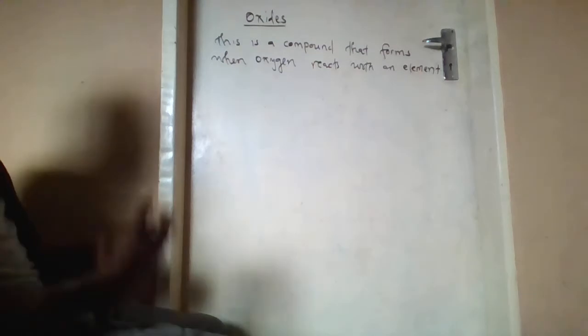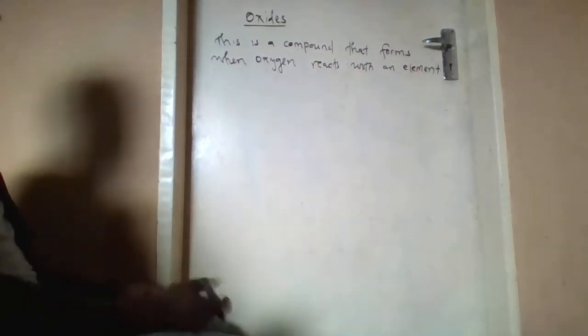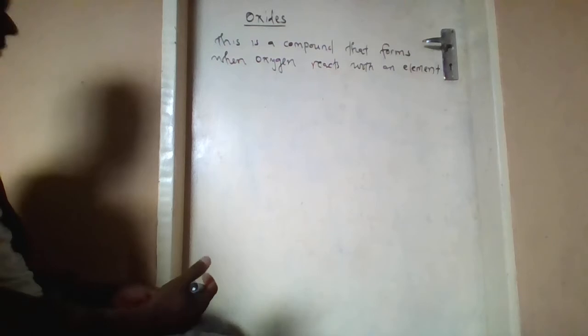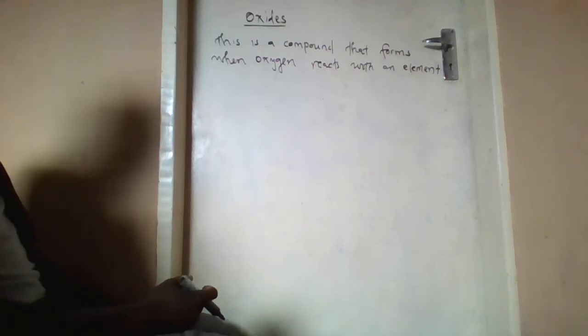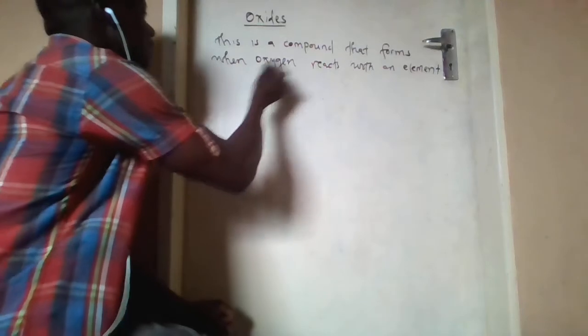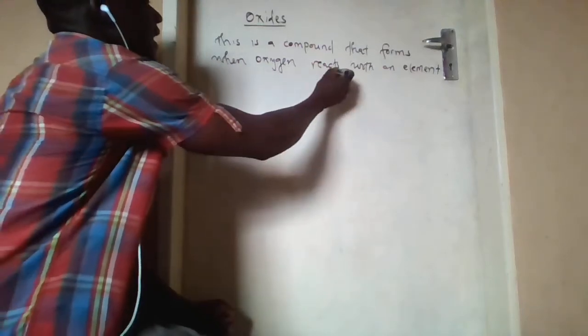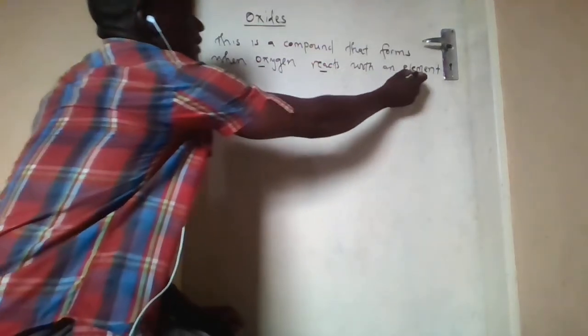An element, we don't know the nature of an element. Is it a metal? Is it a non-metal? How many electrons does that element have in the outermost shell? That information is not given. An element. So how do you show that? We're saying they react. Oxygen reacts with an element.